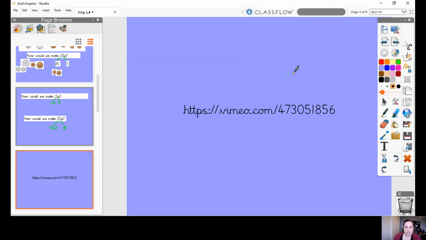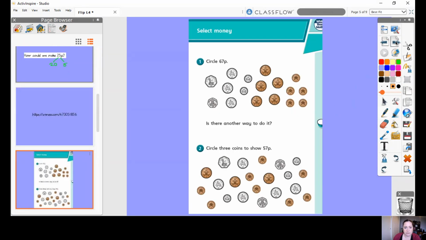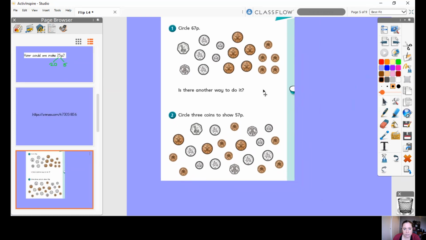Okay, now as usual, if you are happy to just have a go at questions 1 and 2 and then come back and fast forward the part where I'm going through questions 1 and 2, you are more than welcome to do that. But if you would like a little bit of help, we're going to look at questions 1 and 2 together. So let's have a look.